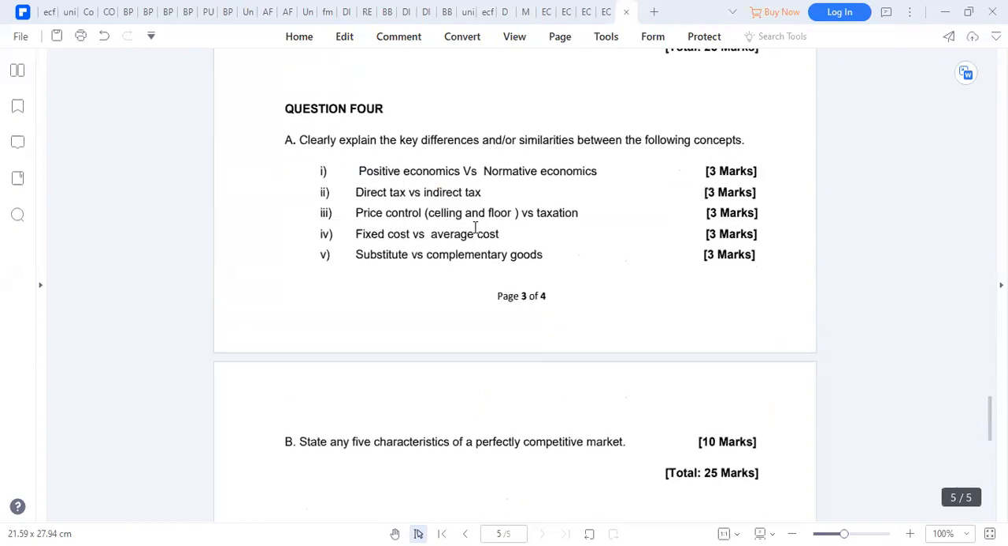Right, so we go to question number 4. So let's start with part B, which we just answered in the previous session. State any 5 characteristics of a perfectly competitive market. What are the 5 characteristics of a perfectly competitive market?